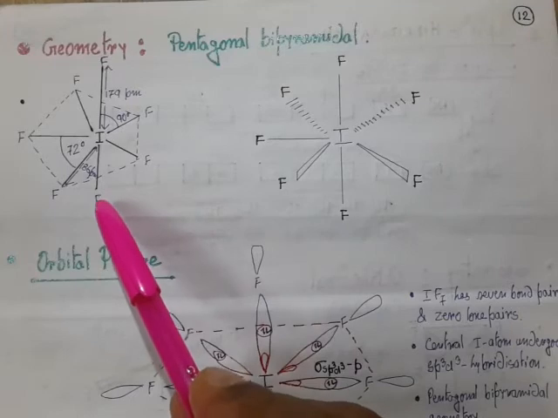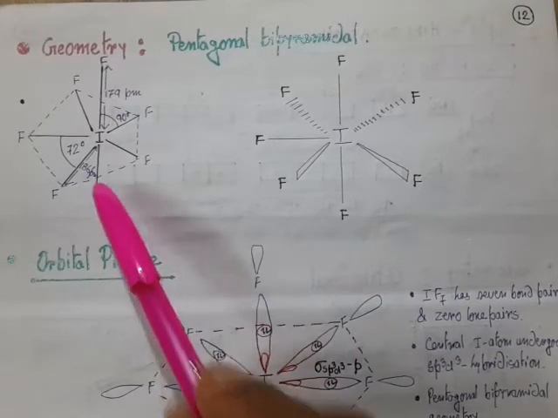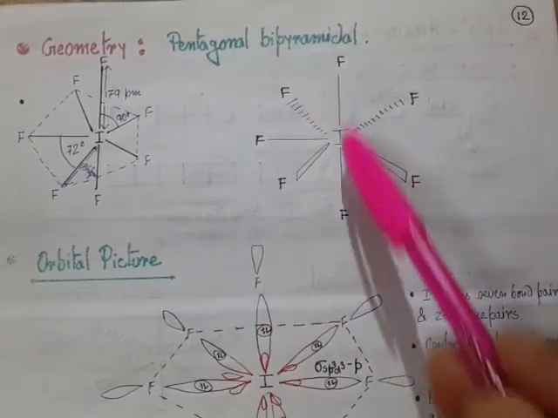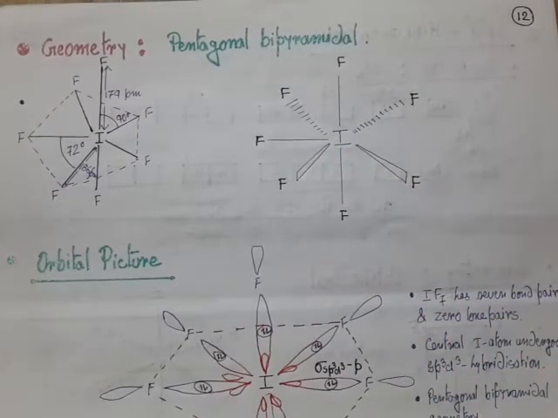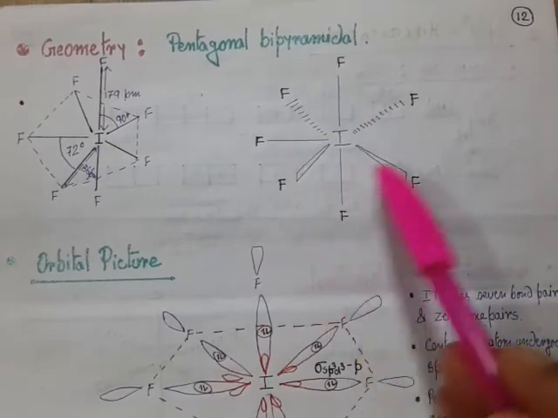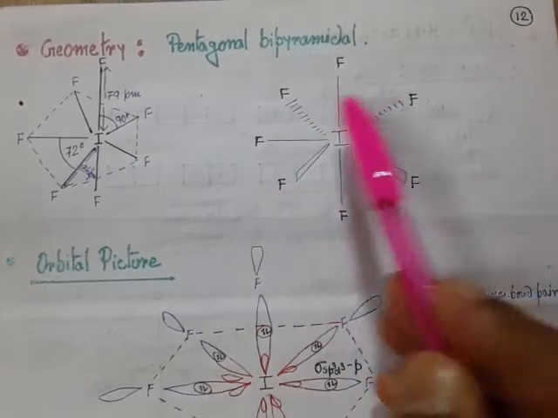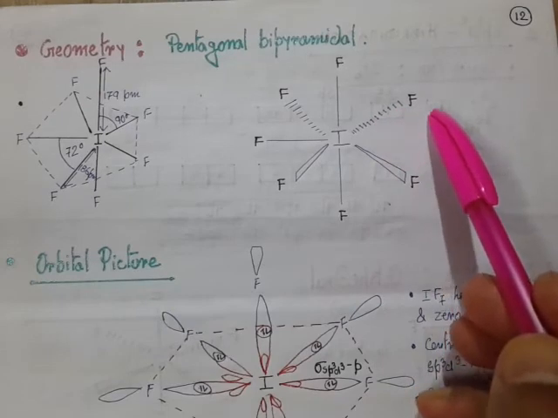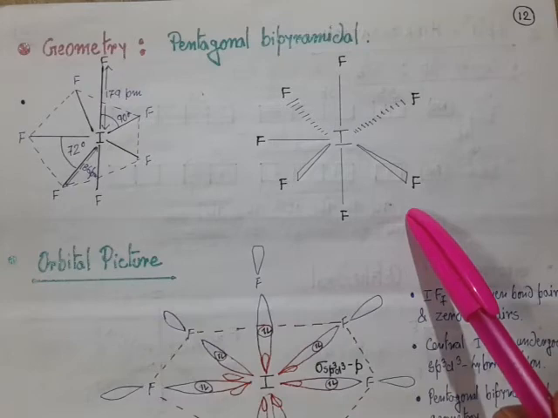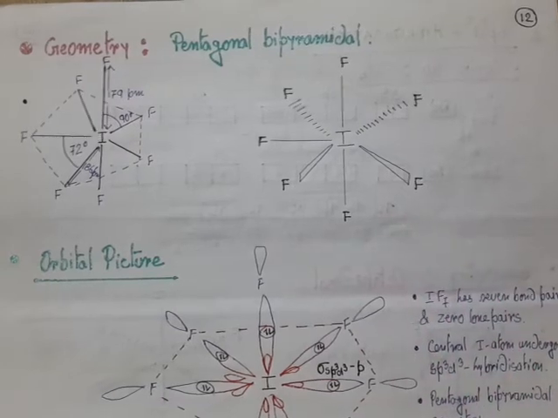These are just routine information. And what about the 3D structure? This will be the 3D structure of IF7. These three bonds are in the plane of the paper, these two bonds are above the plane of the paper, and these two bonds are below the plane of the paper. So this is the three-dimensional representation, known as flying wedge or wedge dash representation. Now what about the orbital picture?